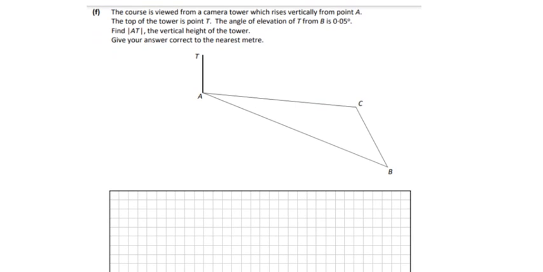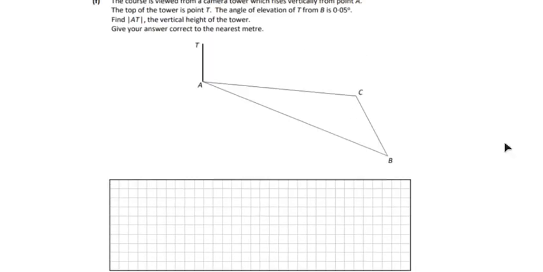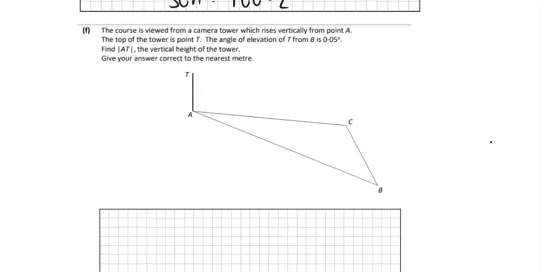Right, so for part F then, part F is actually a nice easy question for a part F for the end of one of these, and it's the last part. So the angle of elevation of T from B is 0.05 degrees. So of T from B, so I'll draw this as straight as I can. So that angle there has to be 0.05 degrees. Yeah, so it's a very small angle.